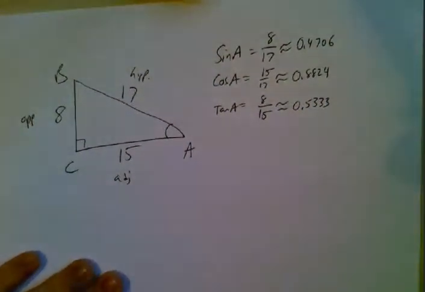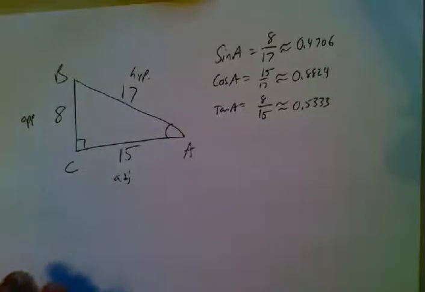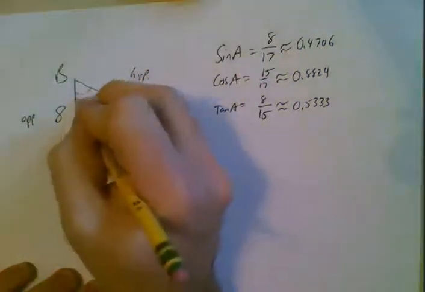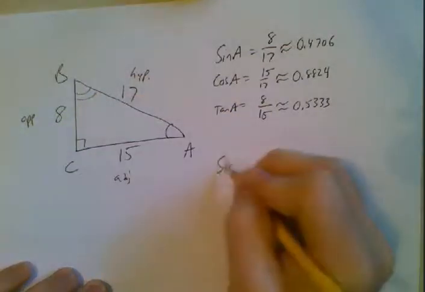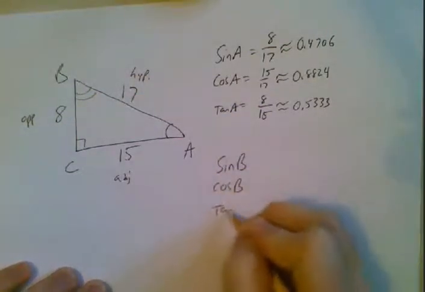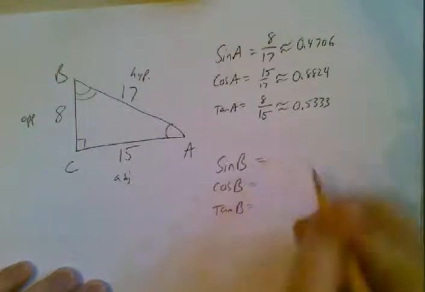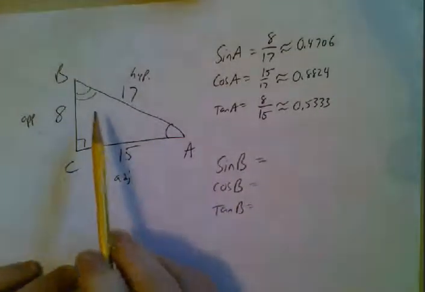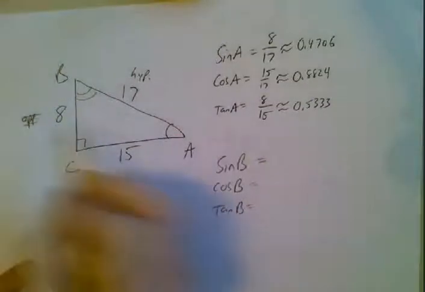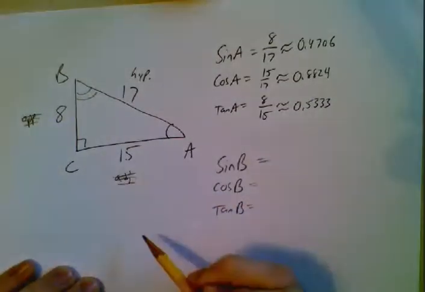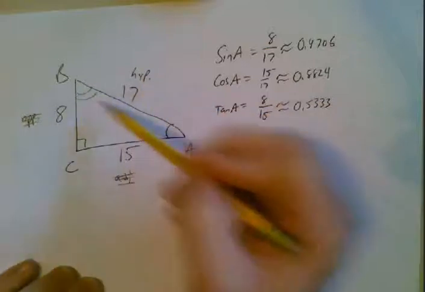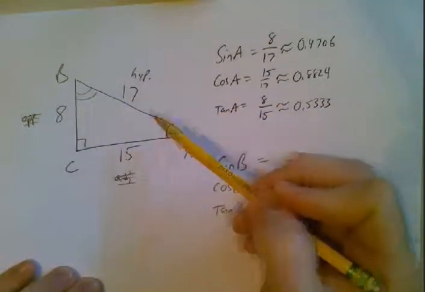Just to see if you're paying attention, though, let's try to do the exact same thing we just did, but let's do it with angle B. So let's go sine of B, cosine of B, and tangent of B, and see if we can figure it out. Now it's going to look a little funny because the way I labeled it was based off of A. So for the moment, I'm going to cross off what I labeled for A. I'm not going to cross off the hypotenuse because that's not going to change. It doesn't matter which angle we're using to get the hypotenuse.